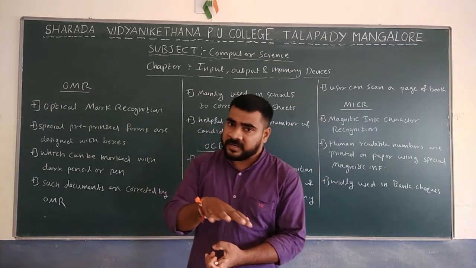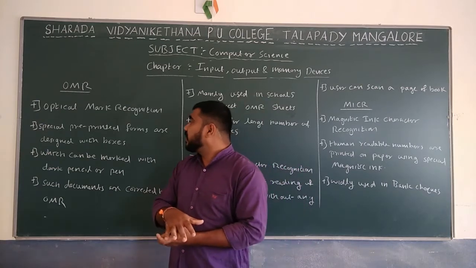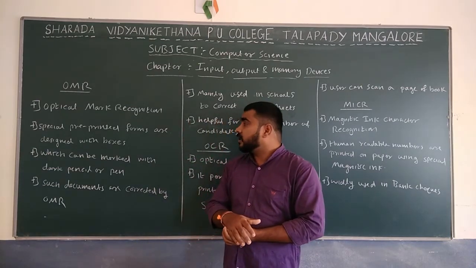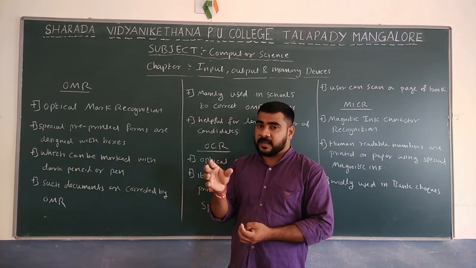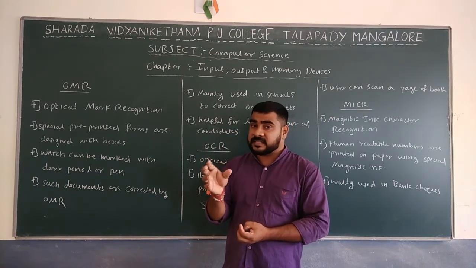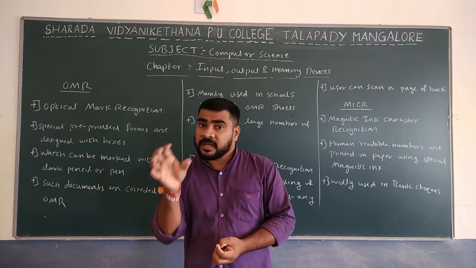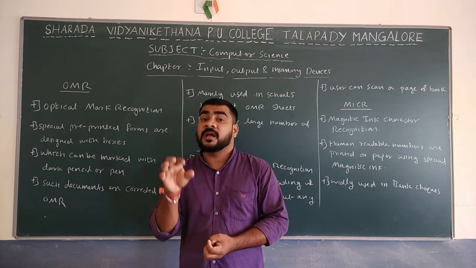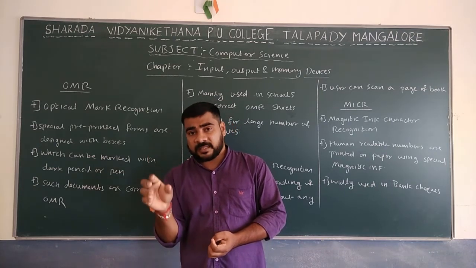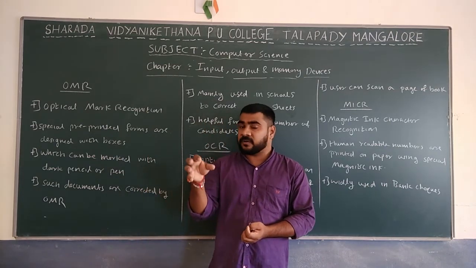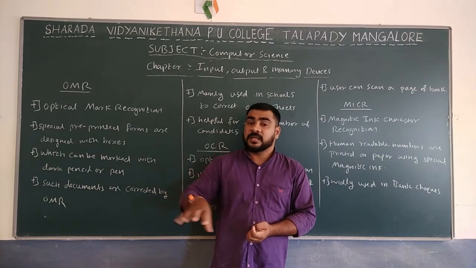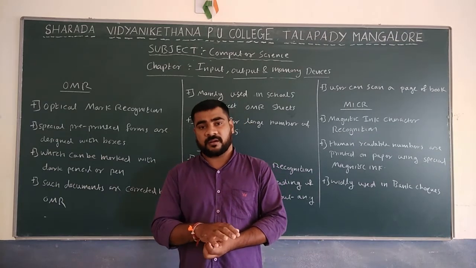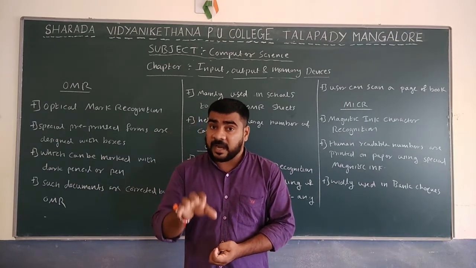Once again I will explain what OMR is. OMR means optical mark recognition. Special pre-printed papers are designed with boxes, and such documents can be marked with either a dark pencil or pen. Such documents are read or corrected by using the OMR.